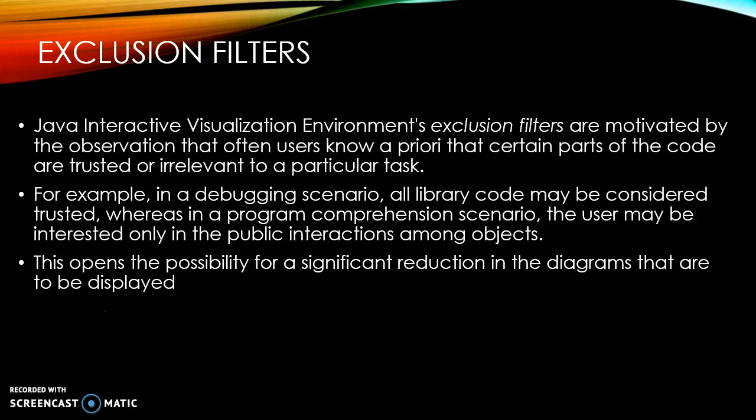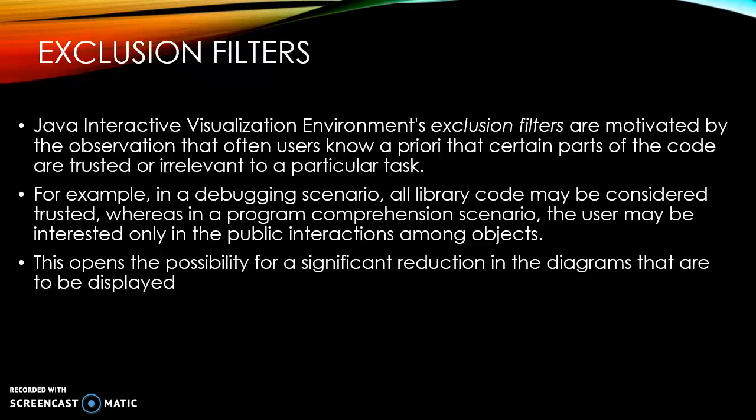Exclusion filters. In Java interactive visualization environments, exclusion filters are motivated by the observation that users often know a priori that certain parts of the code are trusted or irrelevant to a particular task. For example, in a debugging scenario, all library code may be considered trusted, whereas in a program comprehension scenario, the users may be interested only in the public interactions among objects. This opens the possibility for significant reduction in the diagrams that are to be displayed.